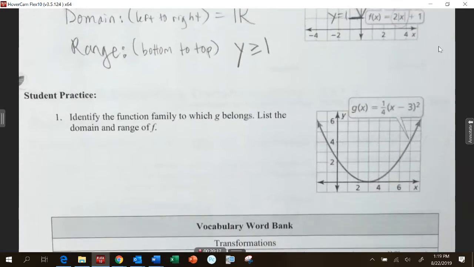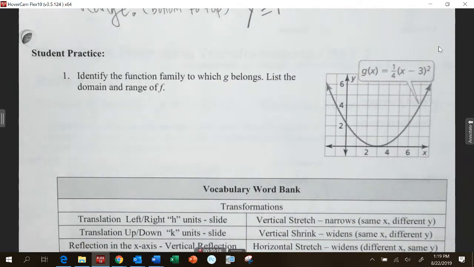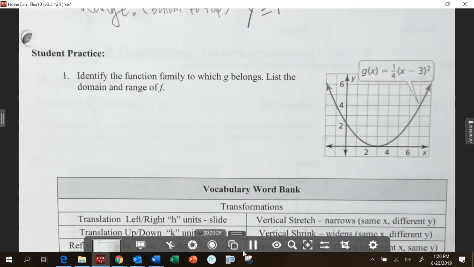All right, so this says student practice. I'm going to give you a moment. I want you to identify the function family and attempt to do the domain and range. We will go over it in 1 minute.